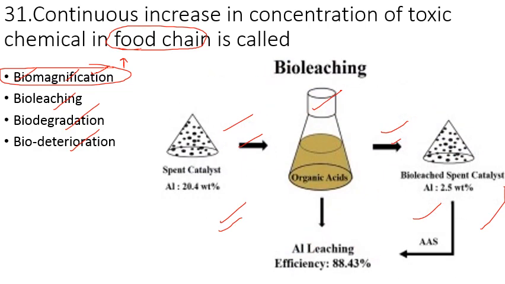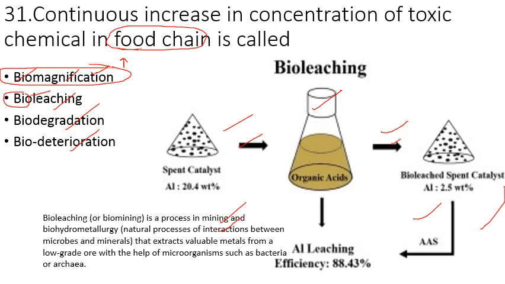The next comes bioleaching. So this is a technique by which we obtain certain precious metals from the ores by using certain living organisms, like we have bacteria or archaebacteria. So that is known as bioleaching. So bioleaching or biomining is a process in mining and hydrometallurgy, that is a natural process of interaction between microbes and minerals that extract valuable metals from our low-grade ore with the help of microorganisms such as bacteria and archaea. So that process is known as bioleaching.